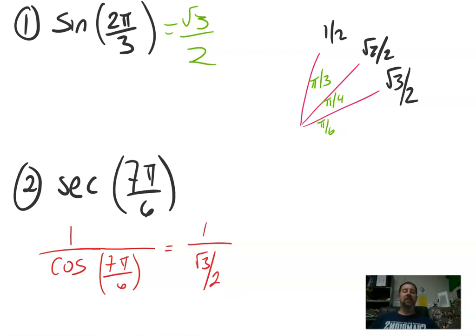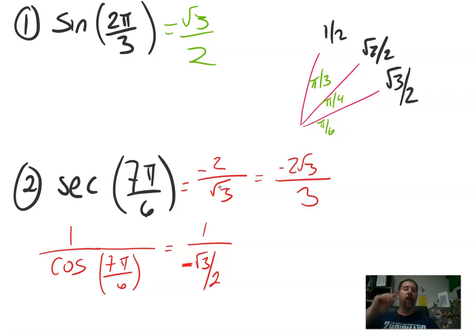However, 7 pi over 6 is in the third quadrant. And in the third quadrant, cosine is negative. So this is going to be 1 over negative √3/2. I got to think about all the different aspects. And then, since it's 1 over, I need to flip this to get secant. So it's -2 over √3, or -2√3 over 3 if I rationalize my denominator, would be my answer.